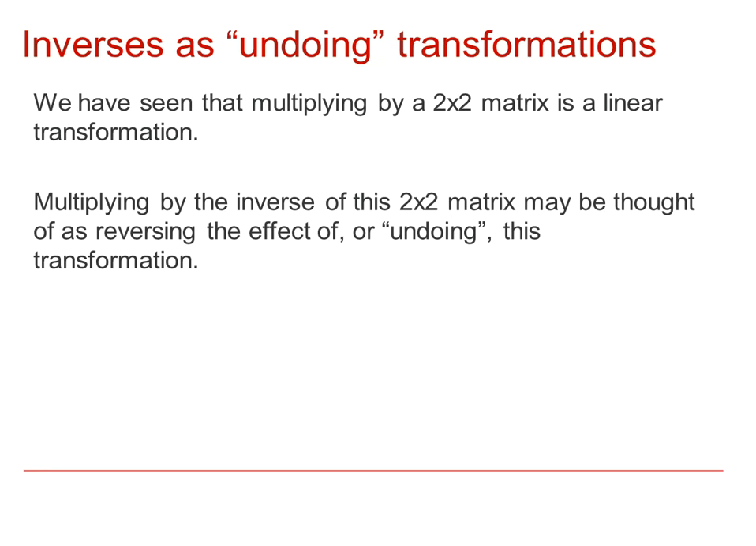We know that multiplying by a 2 by 2 matrix is a linear transformation. So multiplying by the inverse of the matrix can be thought of as reversing that transformation, i.e. it's the inverse transformation.